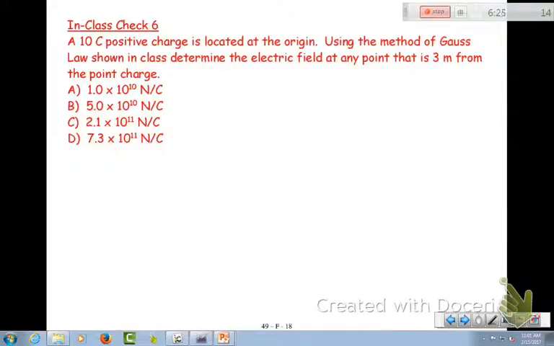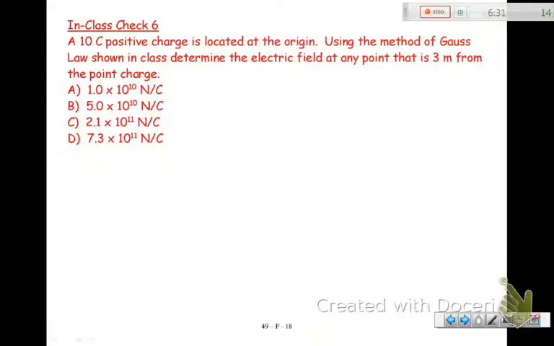Basically what we have is a 10 coulomb positive charge at the origin, and we use the method of Gauss's law as shown in class to determine the electric field at a point 3 meters from it. I don't say which direction it is, though I could. So I'm just going to picture this point over here. There's my point of interest. And then the rest is up to me.